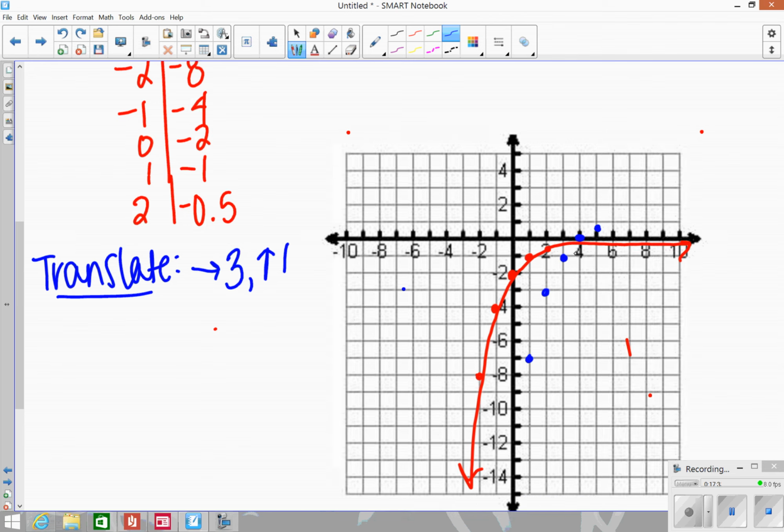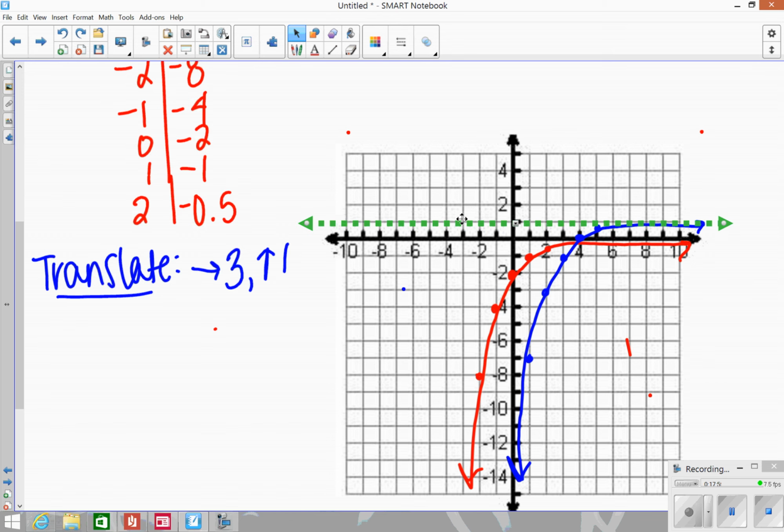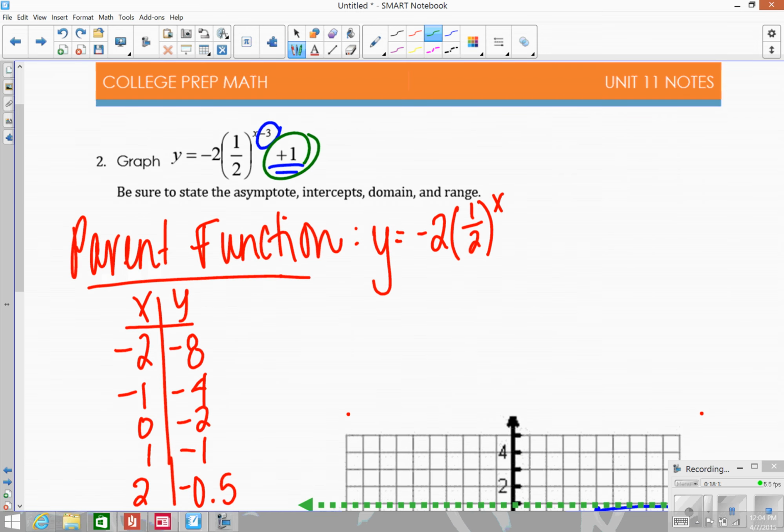And then again, when you go to connect these, you should see that it's going to start leveling off. It's basically your asymptote just getting shifted by whatever that vertical shift is. So since I moved everything up 1, that just means that my asymptote's also going up 1. So my asymptote, instead of being at y = 0, is going to be at y = 1, which again, you could have just looked at the end.